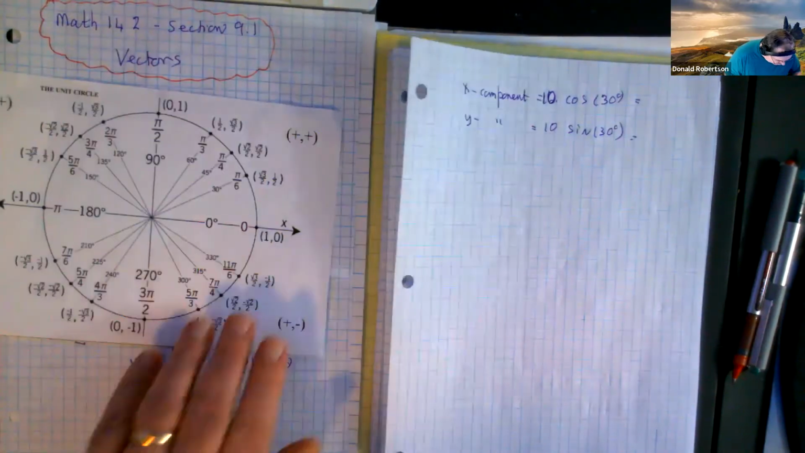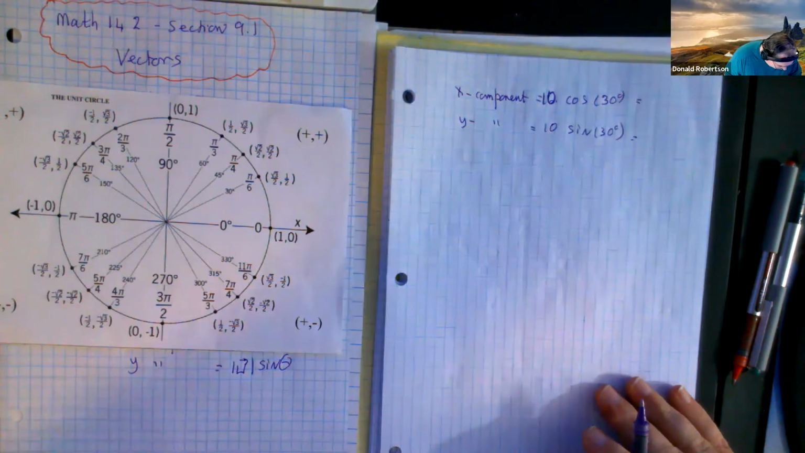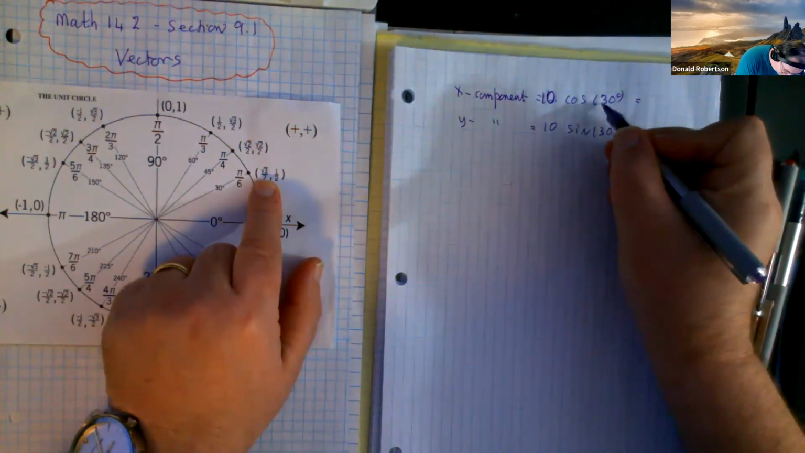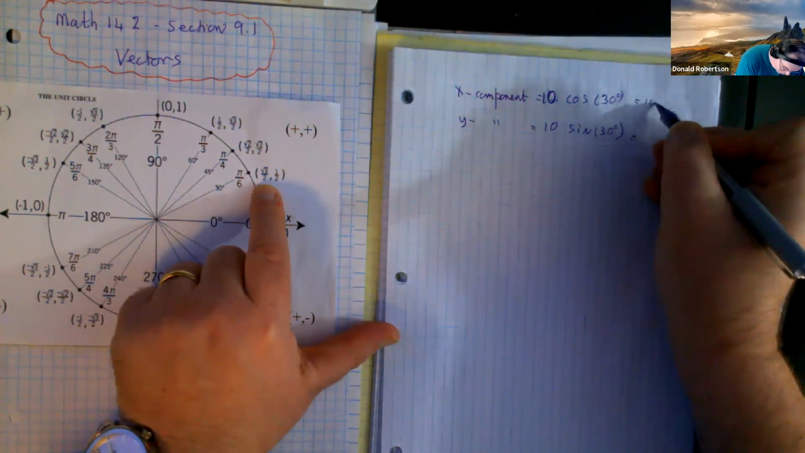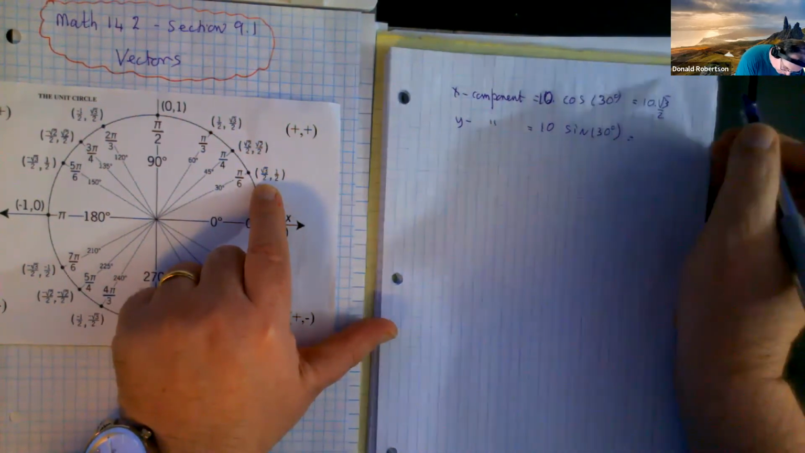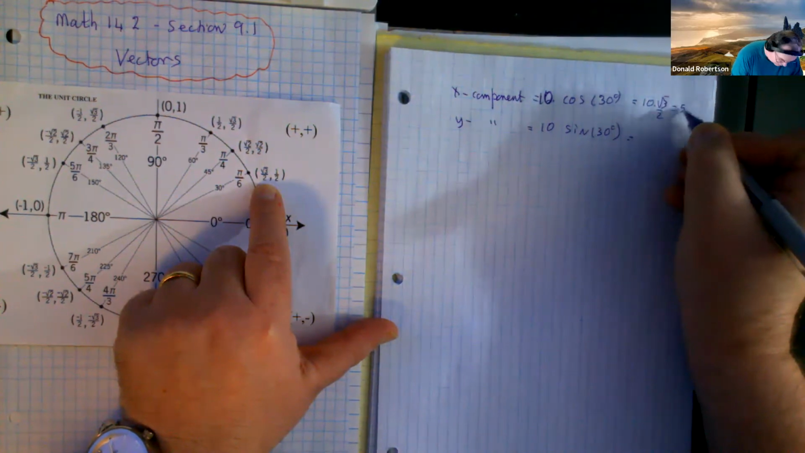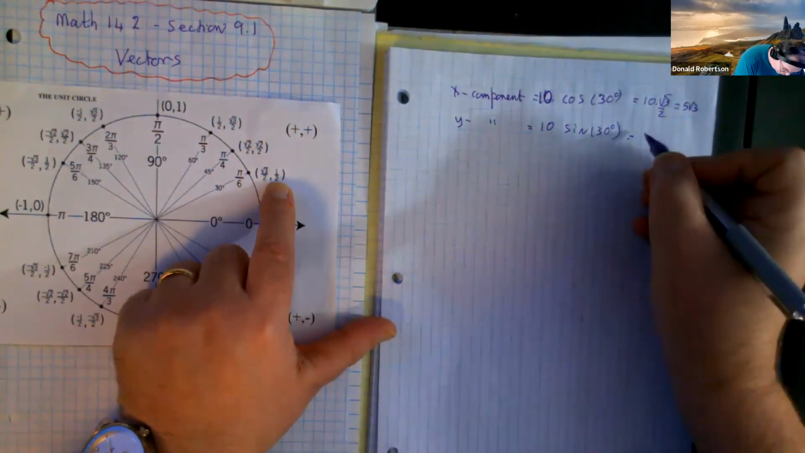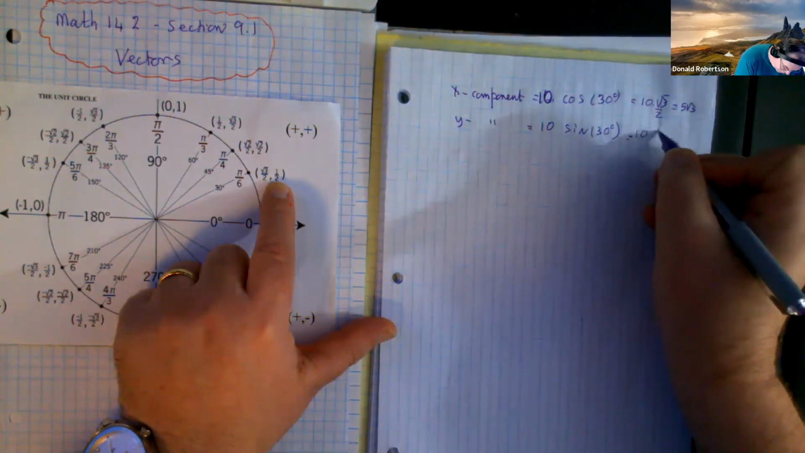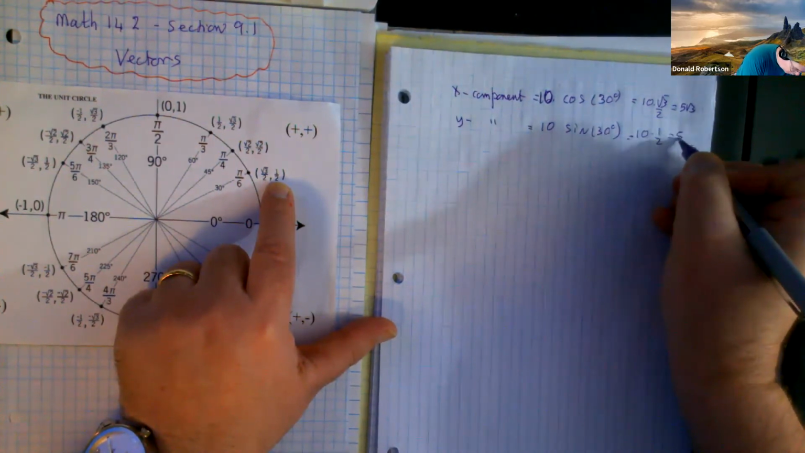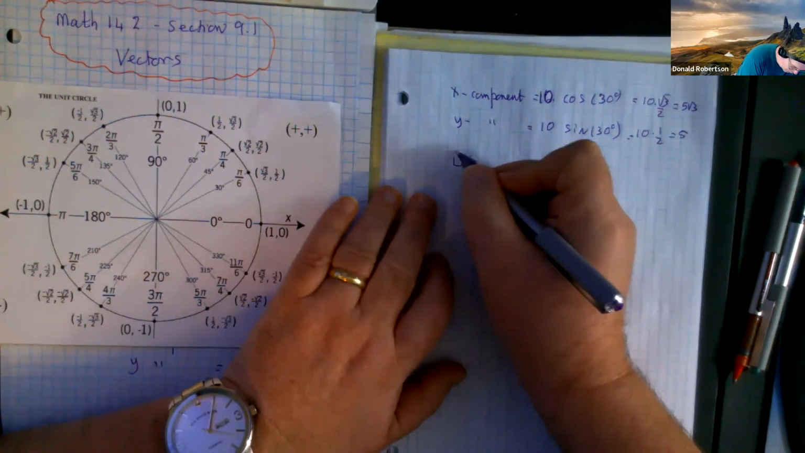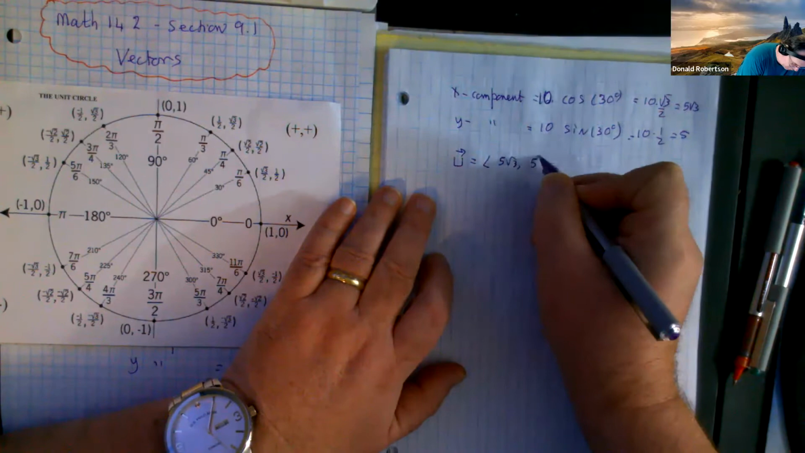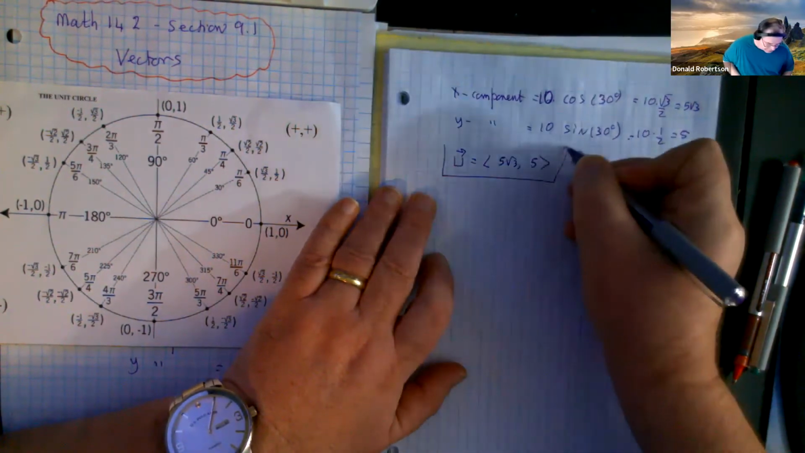And if we look at our unit circle and we look at 30 degrees, the cosine is the x coordinate. So that's 10 times root 3 upon 2, which simplifies down to 5 root 3. And the sine of 30 degrees is a half. So that's 10 times a half, which gets me 5. So I now know what the component of the vector U is. But we'll box around that to remind me.